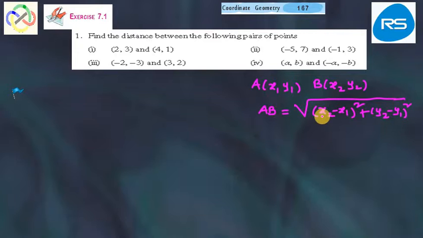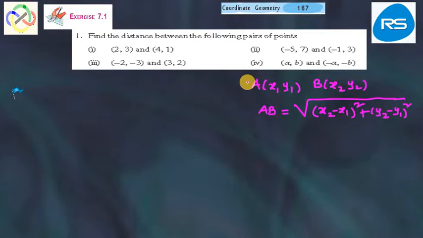We can change here. I wrote x2 minus x1, but you can write x1 minus x2 also. I wrote y2 minus y1, but you can write y1 minus y2 also. Why? Because a minus b and b minus a, those squares will be the same.